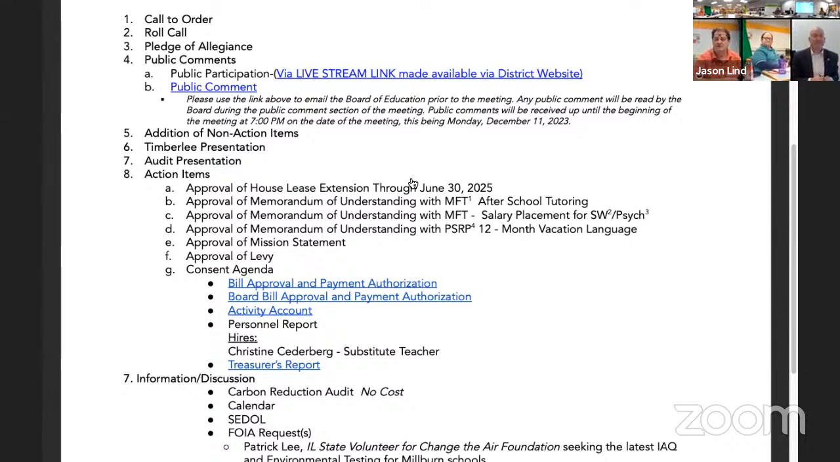So is that the rate that's in there? Yeah, $50. Is it just a set rate? It's a minimum of $50 and then it's per diem rate. So for teachers who are a little bit lower on the salary schedule, it gets you at least the $50 an hour. Teachers that are higher on the salary schedule would get their per diem rate. Motion to approve the memorandum of understanding with after school tutoring.